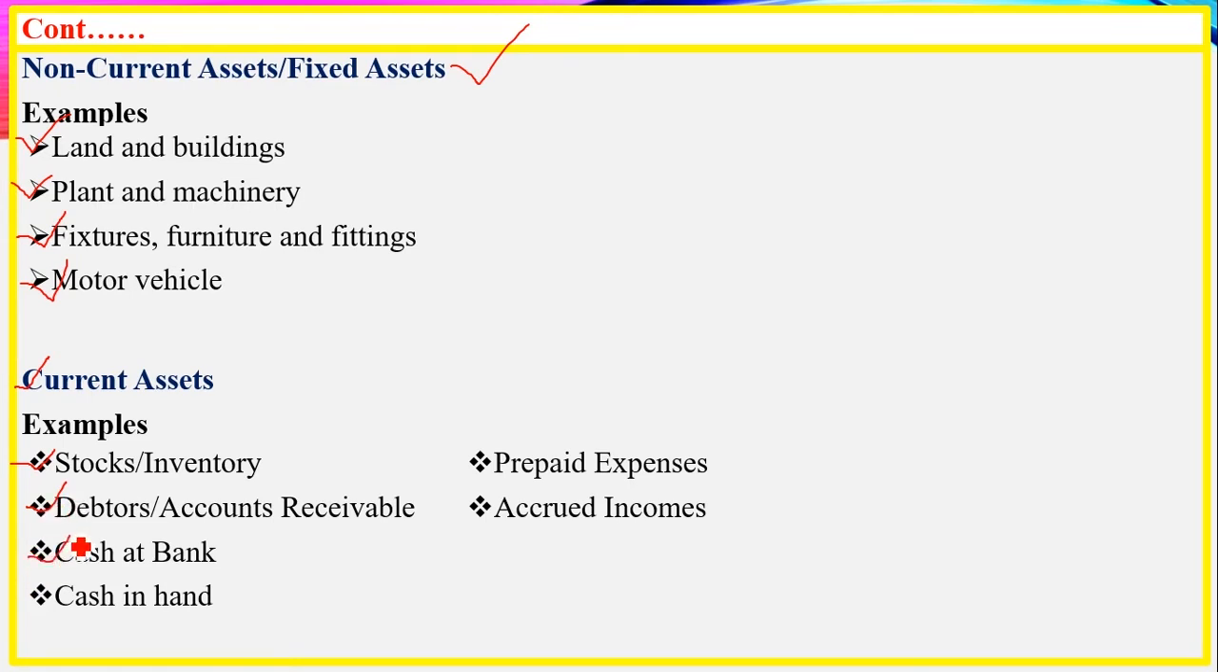We also have cash at bank. This is money stored in the bank. Cash in hand is the float, the money in form of cash that you are holding. Prepaid expenses. A prepaid expense is when you make a payment for an expense in advance. For example, something like airtime. When you go to the shop, you buy airtime. Before you consume that airtime, you have already spent some money for it.